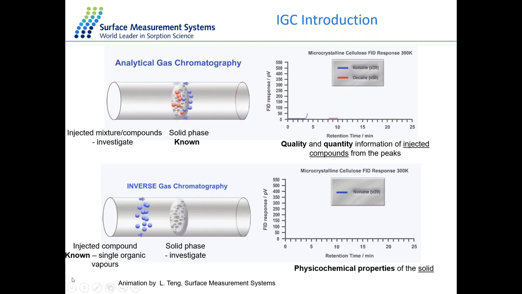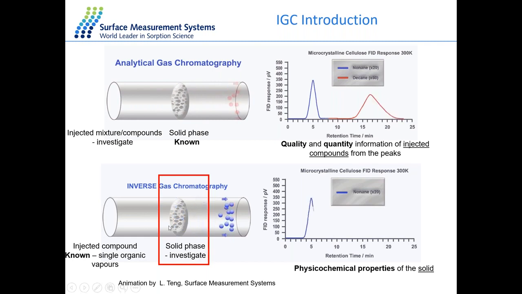So we will pack the sample of interest into the column. And what we do is we inject a series of different organic vapors at different concentrations to determine different energy sites on the surface from the retention volume and retention time of the peak. Then we can calculate the surface properties of the solid compound inside the column.